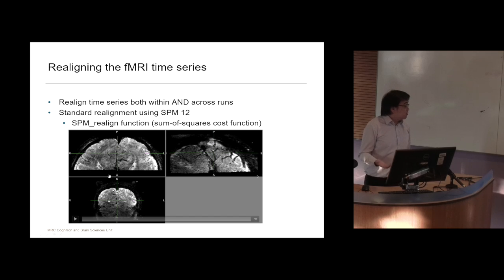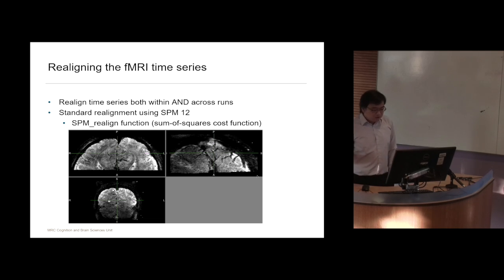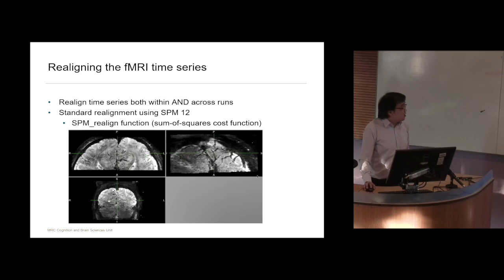Following that, we need to realign the time series. And because we have 8 runs that we are trying to realign, we have to do this for both within and across runs. So the first thing we tried was just using standard realignment using SPM12, the SPM realign function that uses a sum of squares cost function. And if you look at this video, you can see that there is quite a bit of jittering of the brain still going on even after we do motion correction.